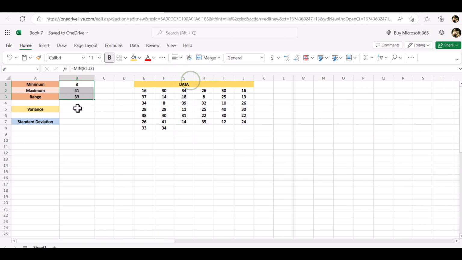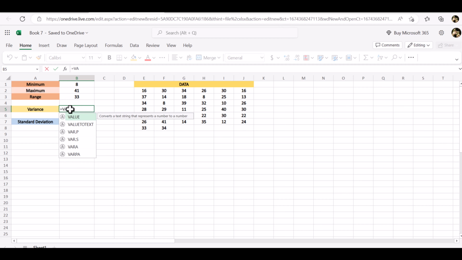For the variance, I want the sample variance, so I'm going to type equals, then VAR. I want sample variance, so then type S. Now highlight the data, and enter, that's my sample variance.